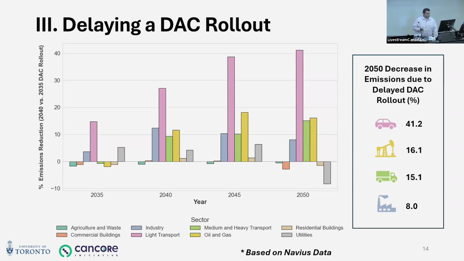We also saw emissions reductions in oil and gas, medium and heavy transport, and industry. These sectors likely benefit from assumed CCS expansion or demand-side reductions. The takeaway is that as DAC is delayed, mitigation does accelerate, especially in the sectors with feasible alternatives.